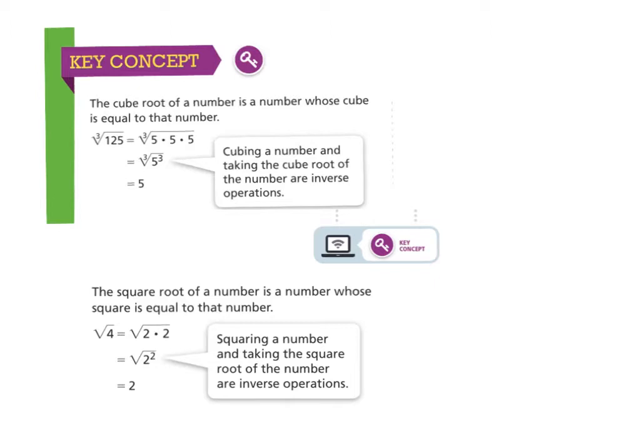And those are inverse operations. Cubing a number or taking the cube root of a number is the inverse. And at the bottom, the square root of a number is a number whose square, or multiplied by 2, is equal to that number. And those are also inverse operations. Squaring 2 and taking the square root of 2 is an inverse, sort of like addition and subtraction, or multiplication and division. So this is your key concepts, the 2 things that they wanted you to take away from this lesson 1-4.